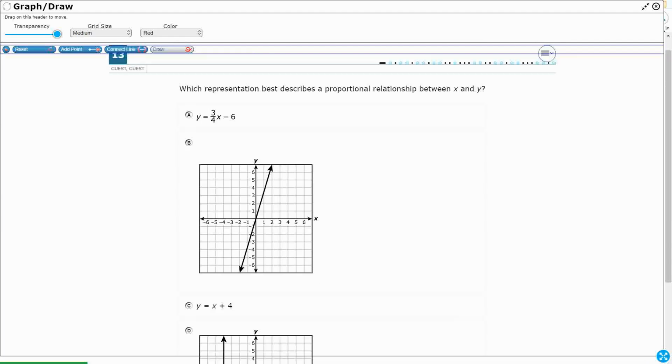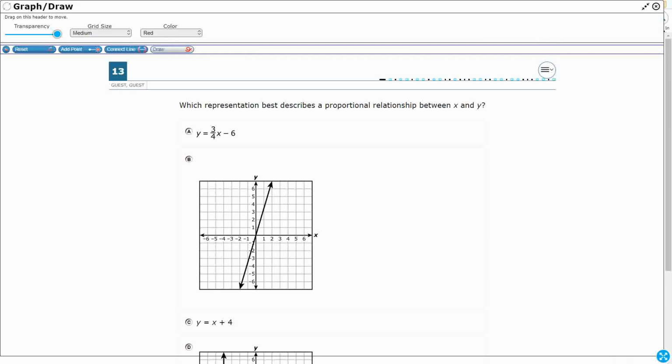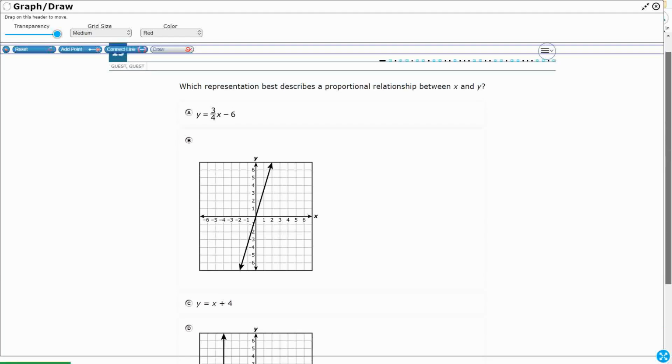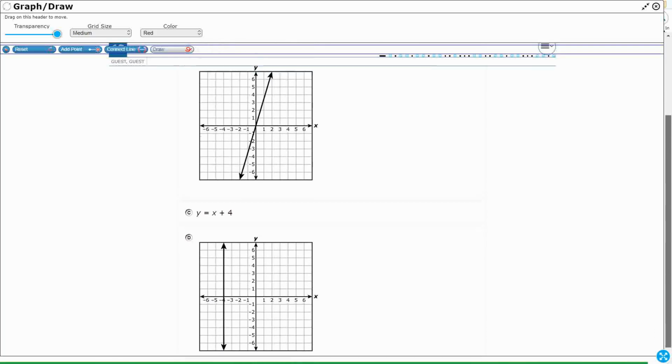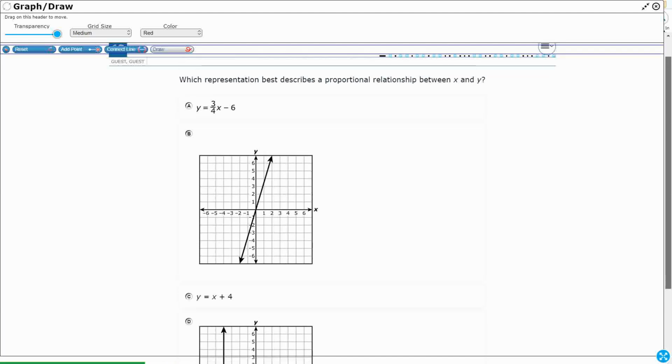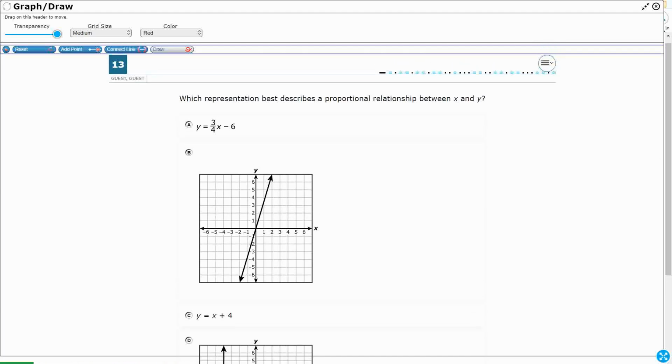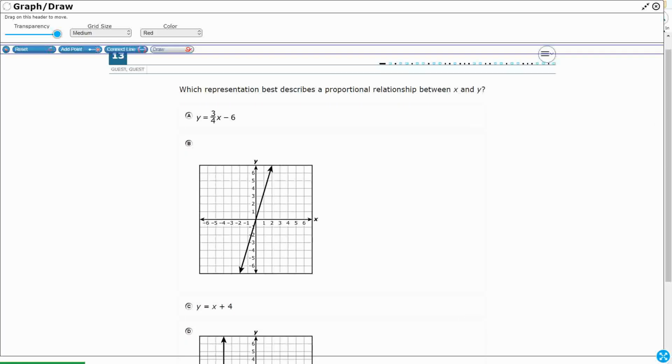All right, so we have one statement here. We need to find a relationship that best describes a proportional relationship. And we have two equations and two graphs that we need to look at. So what is a proportional relationship? If you know what it means, this is probably going to be a pretty simple question. But let's pretend we don't know what proportional relationship means.